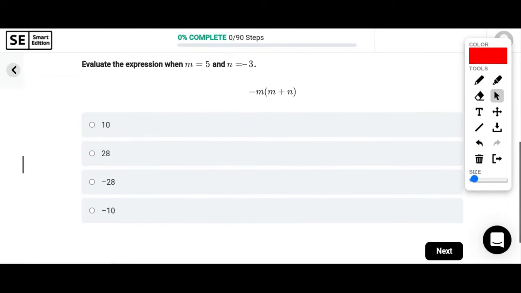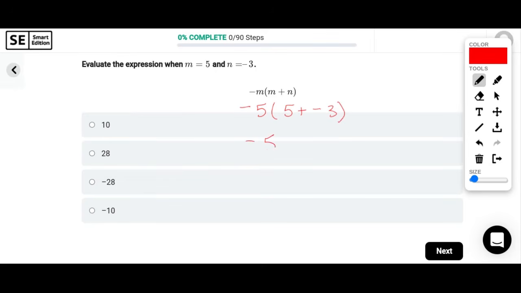Okay, evaluate the expression when m equals 5 and n equals -3. Negative m times m plus n. So we're going to plug in what we know. So m is 5, so -5, and in parentheses we have 5 plus -3.